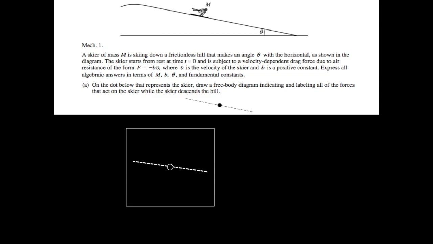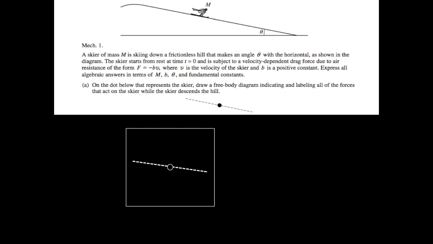The skier starts from rest at time t equals 0 and is subject to a velocity-dependent drag force due to air resistance of the form F is equal to negative bv, where v is the velocity of the skier and b is a positive constant. Express all algebraic answers in terms of m, b, theta, and fundamental constants.